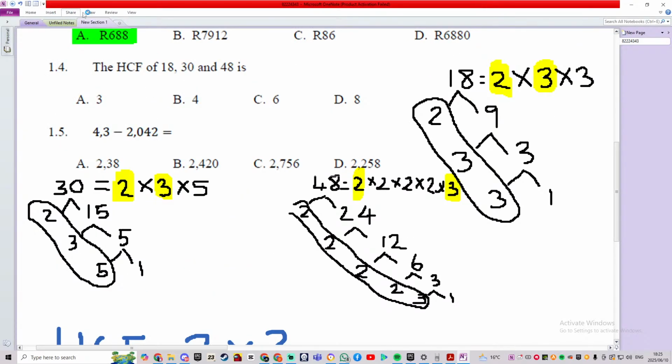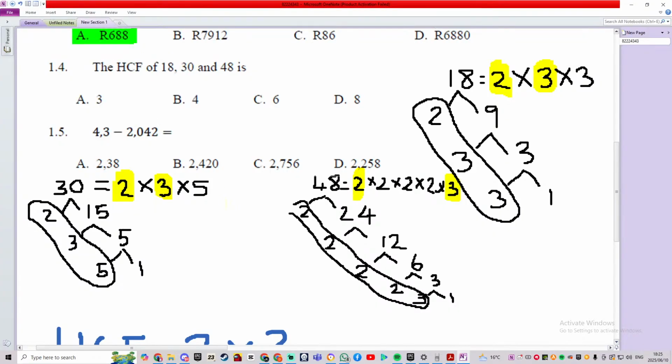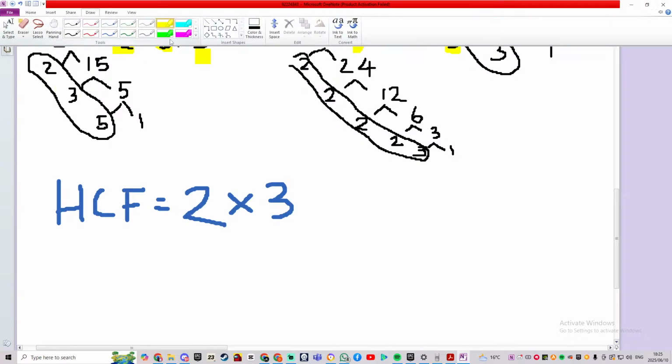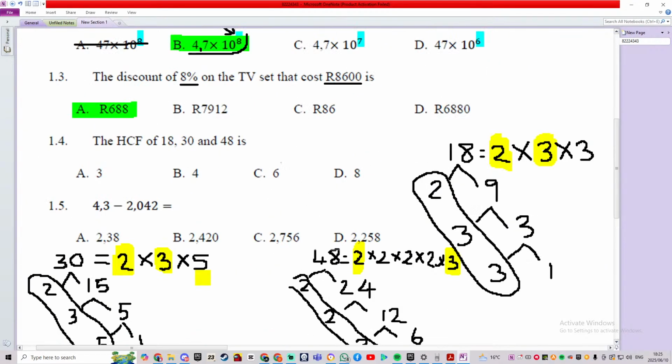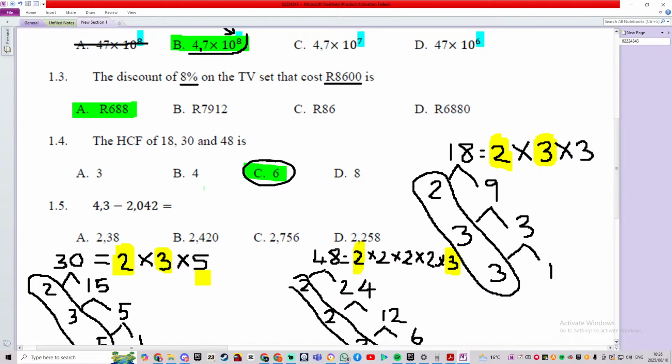Then we look at the next number, 5. Let's check, is 5 repeating with the others? There's only one 5. Do you see there's only one 5? There's no other 5 in the 48 and the 18. So because there's no other repeating, our HCF is simply equal to 2 times 3. That's it, which means the answer is 6.